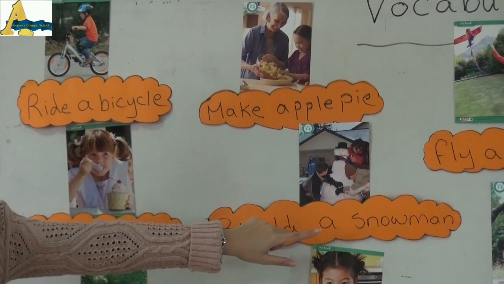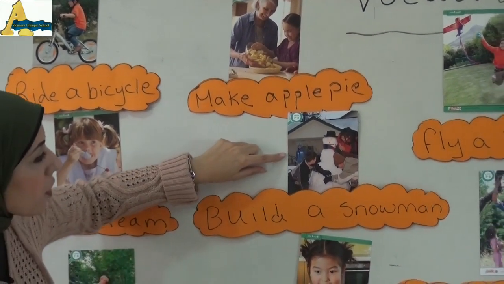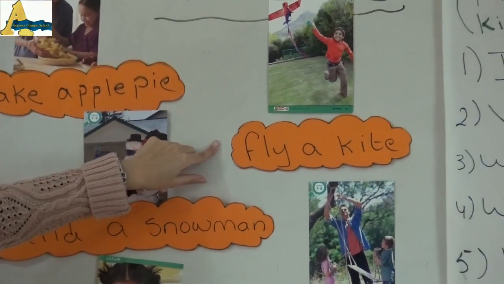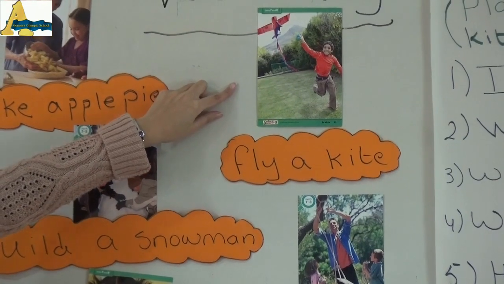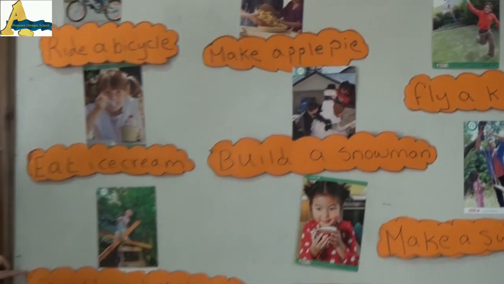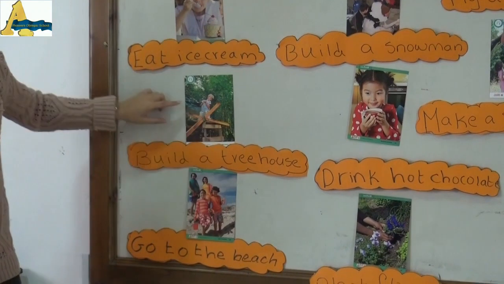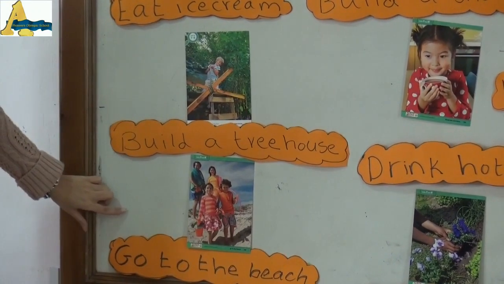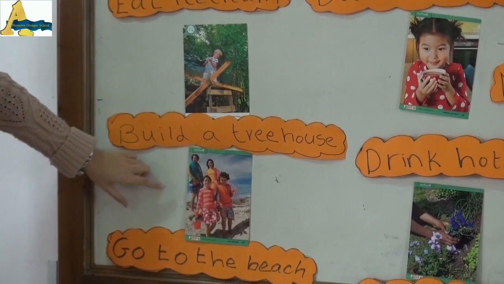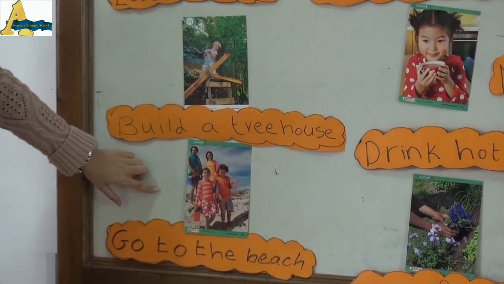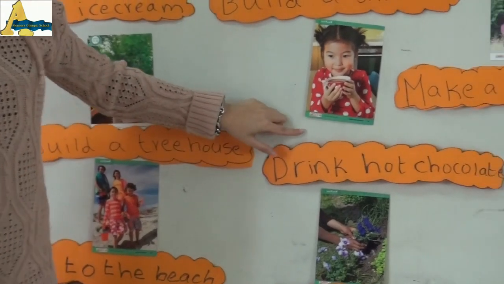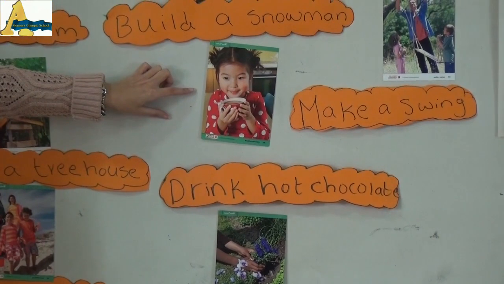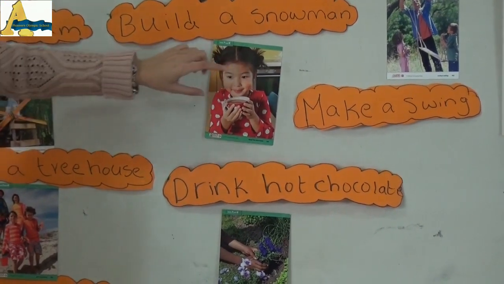Build a snowman. Look here. The children are building a snowman. Fly a kite. The boy here is flying a kite. And build a tree house. Here the boy is building a tree house. And we have another word like go to the beach. Here the family are going to the beach. Drink hot chocolate. Look here, the girl is drinking hot chocolate. And you know that we drink hot chocolate in winter.